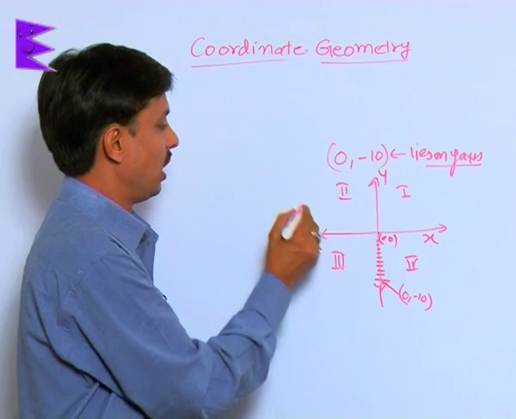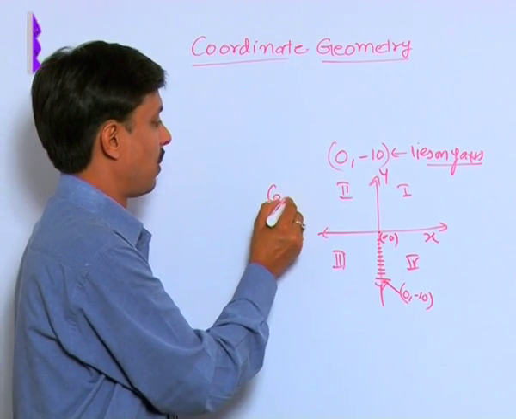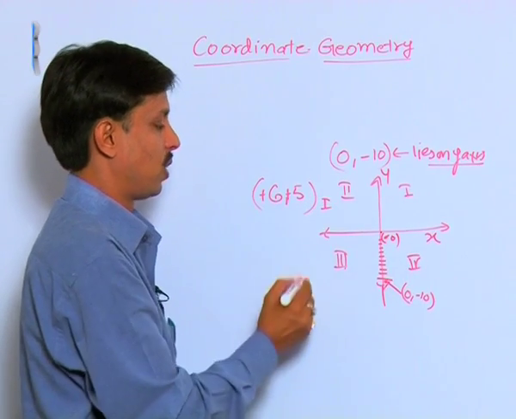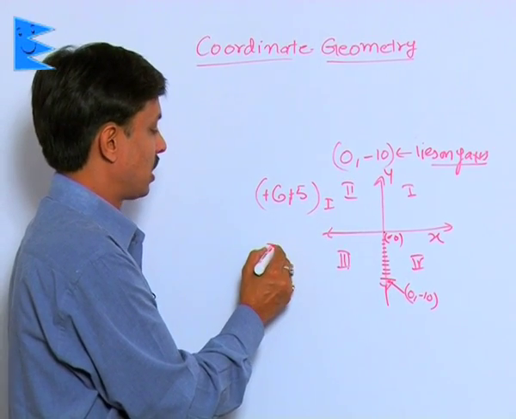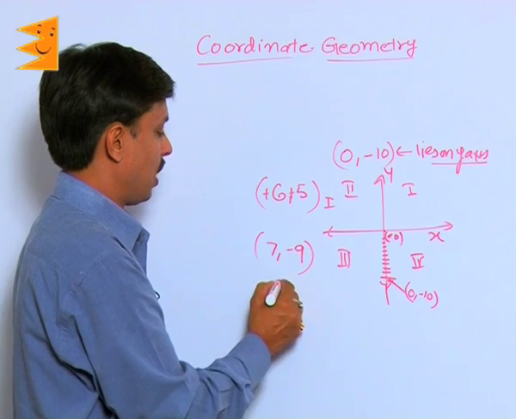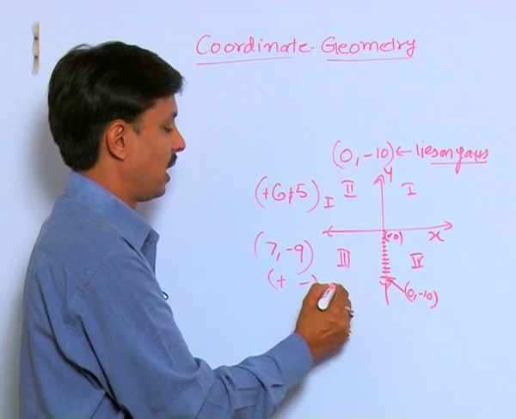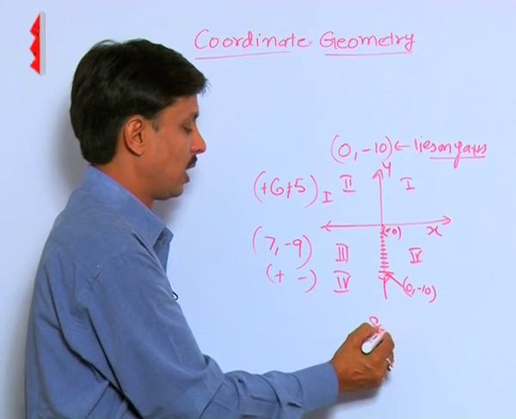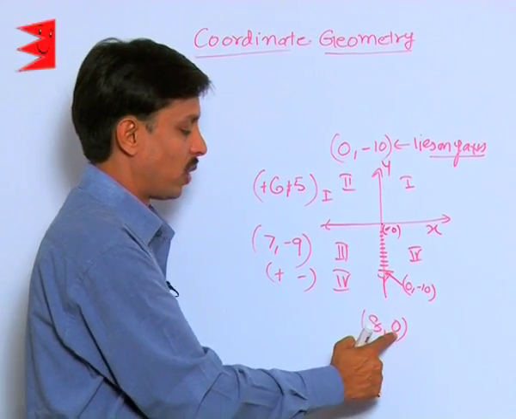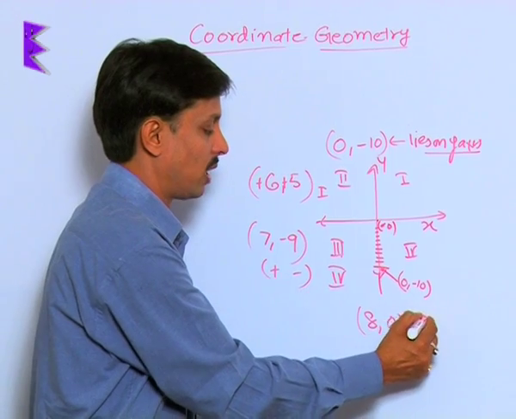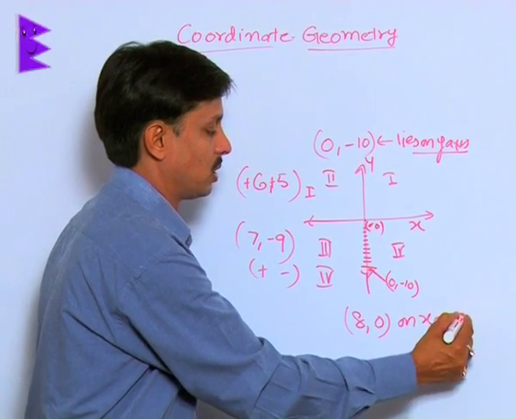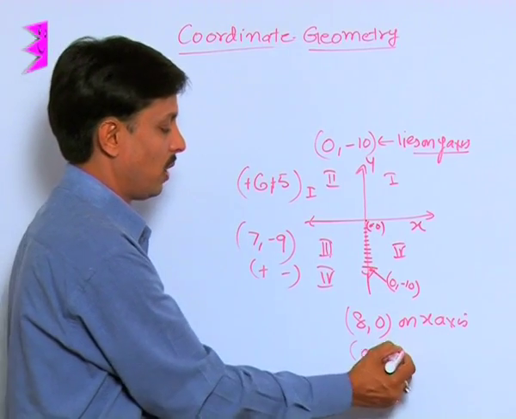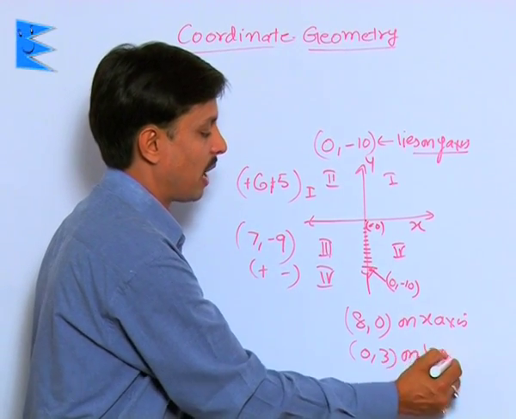Suppose I say (6, 5): both are positive, so it lies in the first quadrant. If I say (7, -9), positive and negative, it lies in the fourth quadrant. If I say (8, 0), here y is 0, so it lies on the x-axis. If I say (0, 3), here x is 0, so this lies on the y-axis.